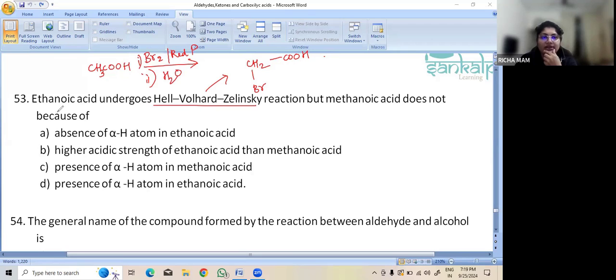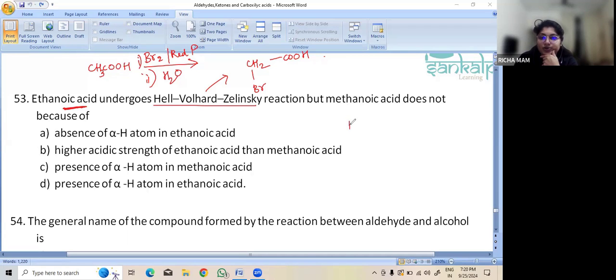Now here, ethanoic acid undergoes the Hell-Volhard-Zelinsky reaction while methanoic acid does not. What is the reason? Yes, because there is no alpha hydrogen. In ethanoic acid, alpha hydrogen is present, but in methanoic acid there is no alpha hydrogen. So alpha hydrogen is necessary for the Hell-Volhard-Zelinsky reaction.